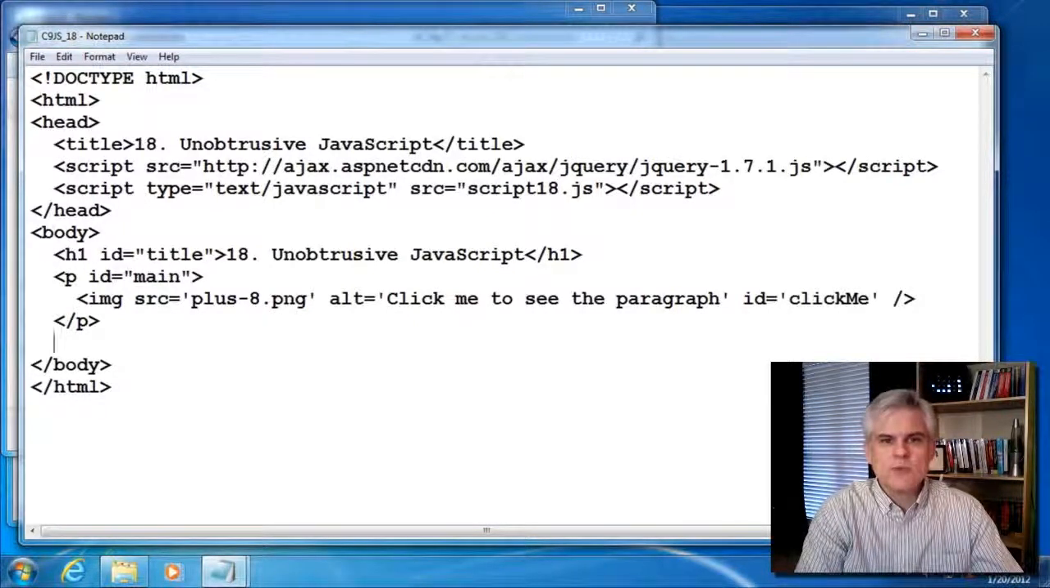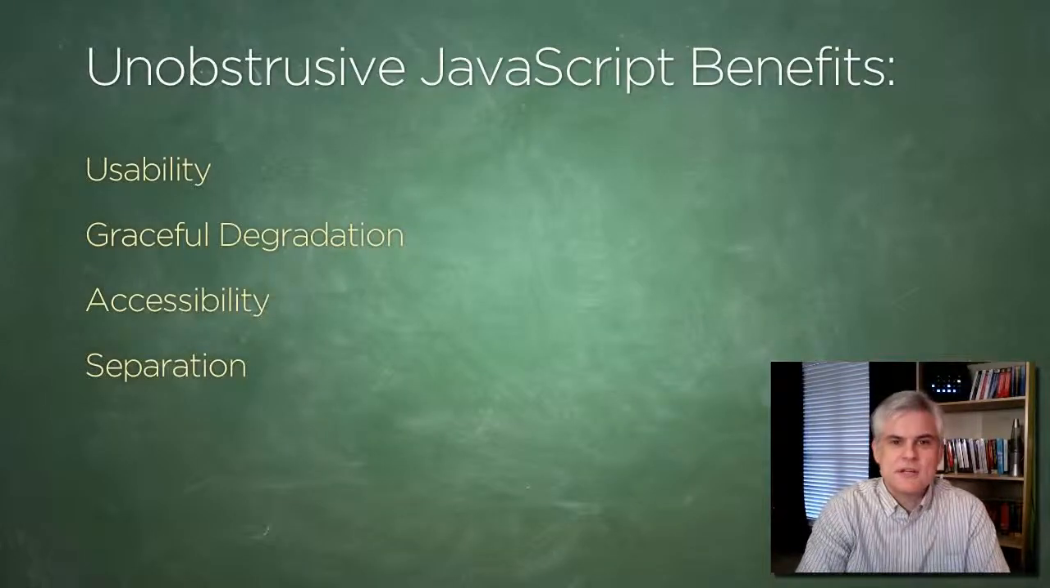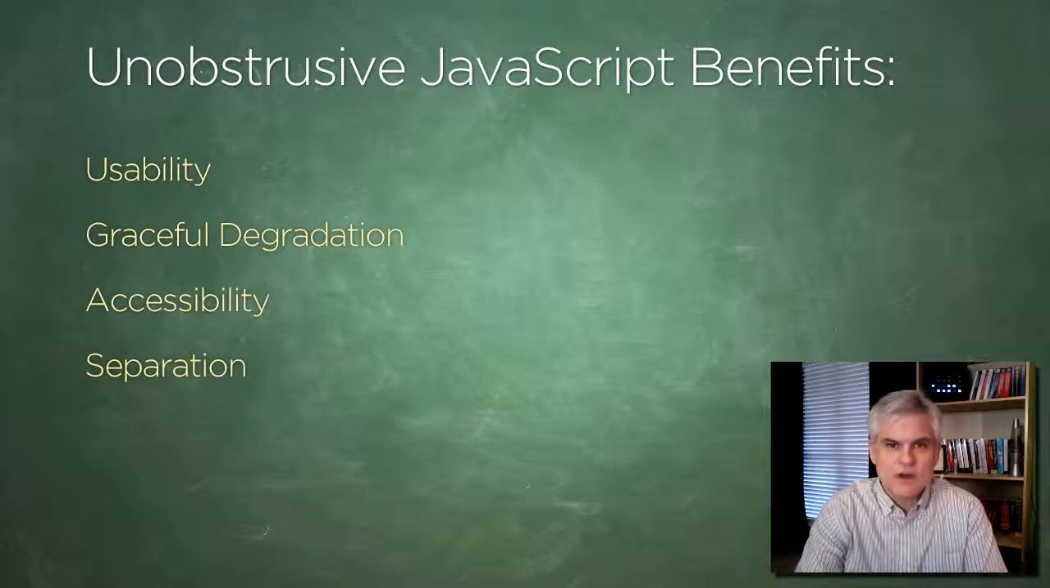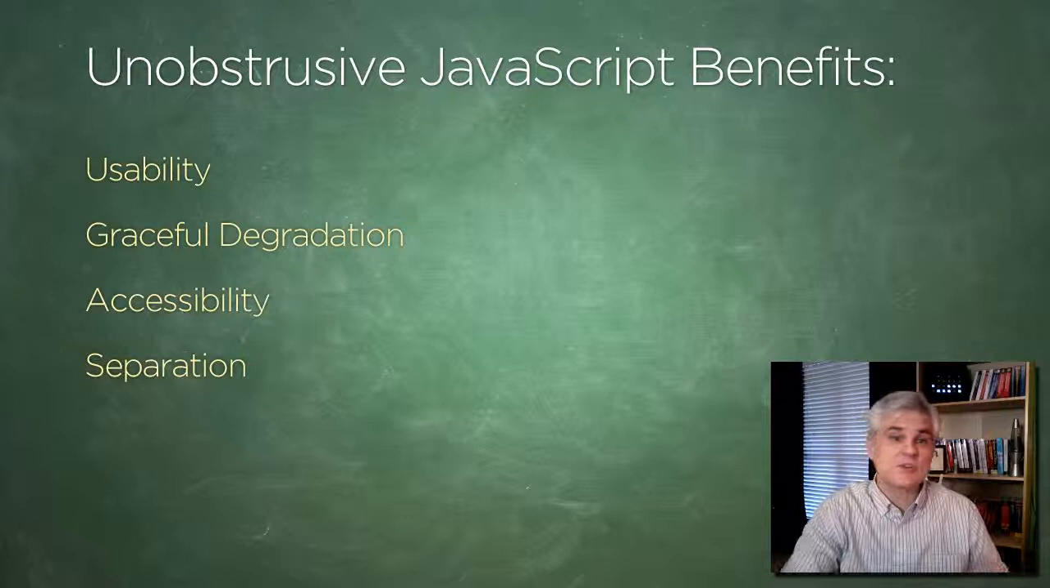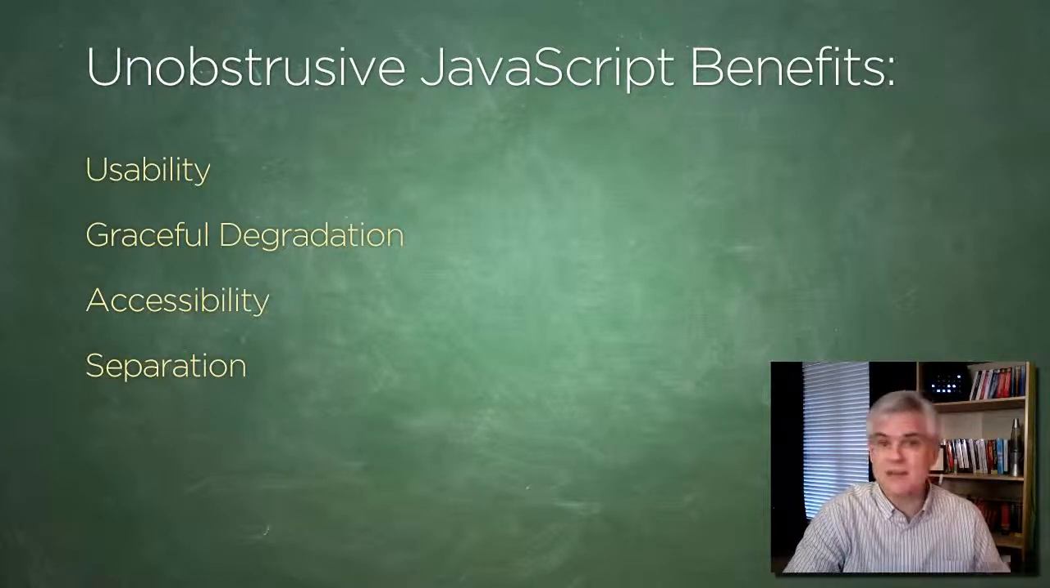There's a group called the Web Standards Project, and they describe 4 benefits of writing unobtrusive JavaScript. The benefits are usability, graceful degradation, accessibility, and separation. Usability is in regards to the fact that the script shouldn't call attention to itself. It should just work. Users should be using it without even thinking about it. Graceful degradation is kind of the other side of the coin: if it doesn't work, then it should just fail silently and go away and disappear and never call attention to itself.